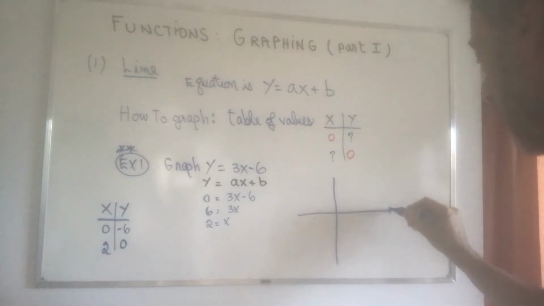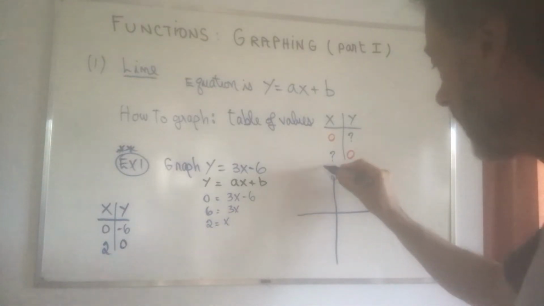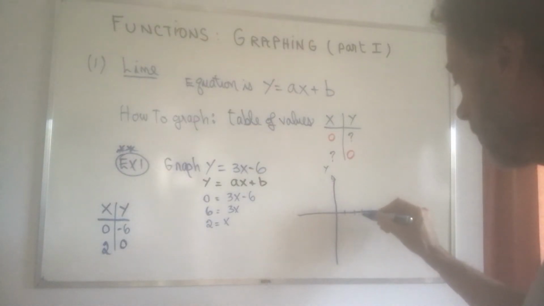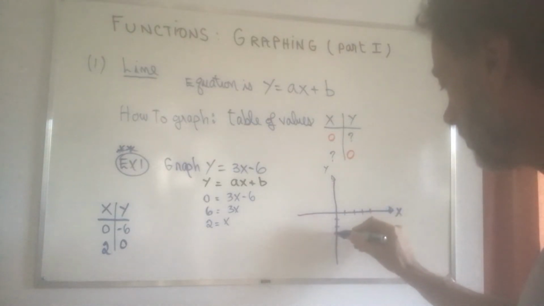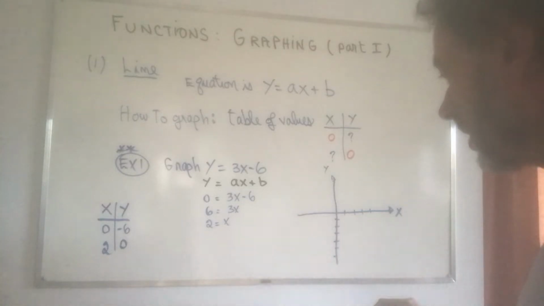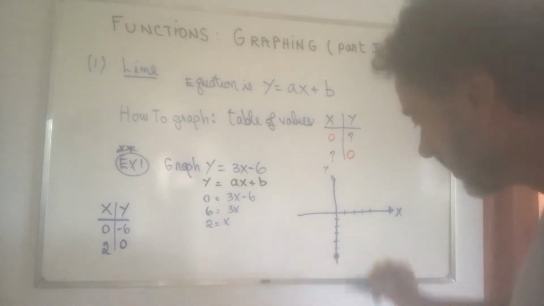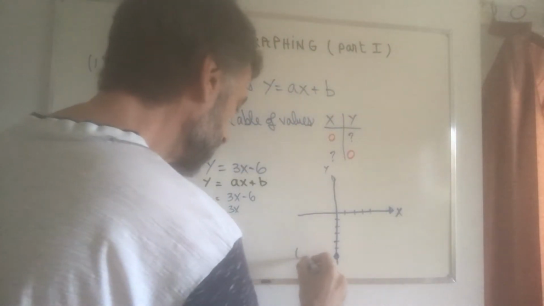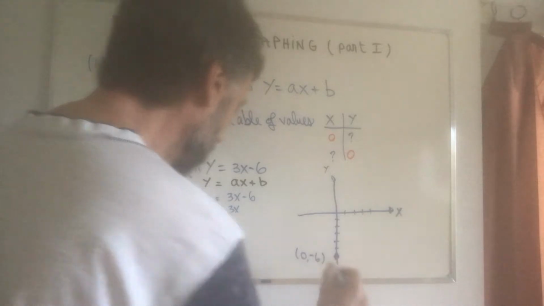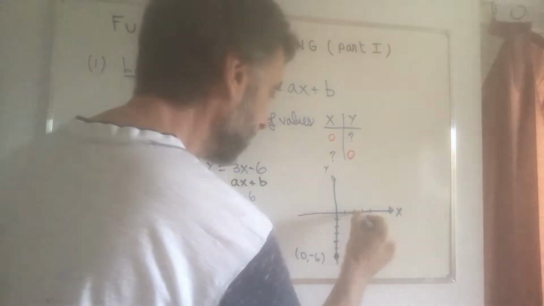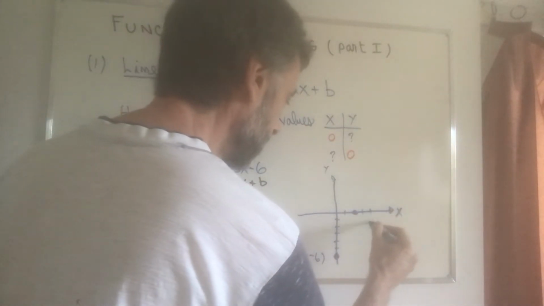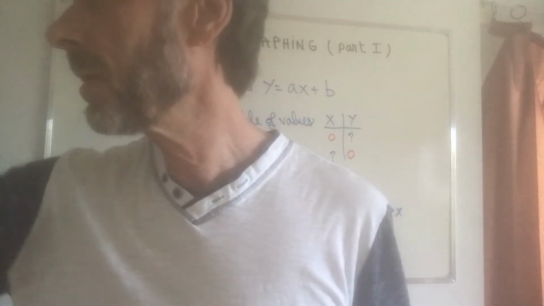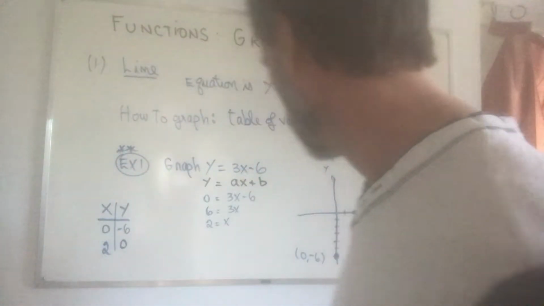So label your axes, x and y. Make some gradation here. So 1, 2, 3, 4, 1, 2, 3, 4, 5, 6. 0, minus 6 is down here. While the other point, 2, 0, is up here. All we've got to do is, what color shall we use? Black.